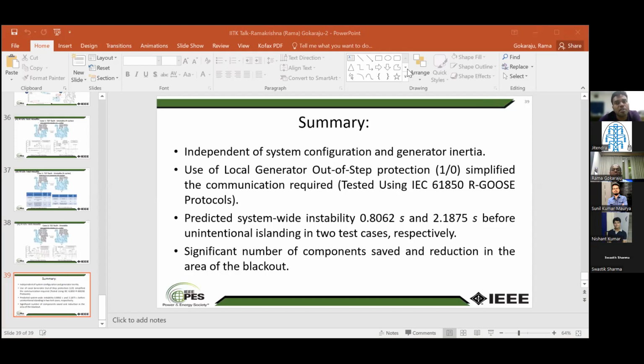Okay, the first question is from Mr. Ravi. He is asking what if the prediction value does not go above 180 degrees or 0 degrees and lies between 0 degrees and 180 degrees.